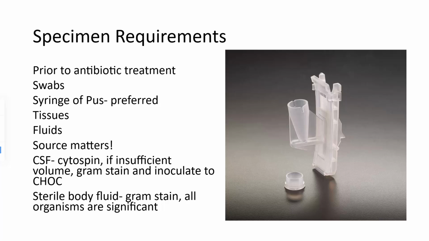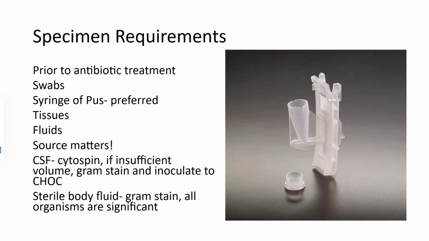So swabs kind of adhere to the same requirements as when I was talking about sputum. You want to see less than 10 epithelial cells, greater than 25 PMNs in order to work up any type of swab. So it's not really preferred when we're talking about wound cultures. The preferred specimen would be a syringe of pus because now you've aspirated it using a needle. The likelihood that you're going to have epithelial cells is pretty low, and you're going to have purified bacteria and neutrophils present.